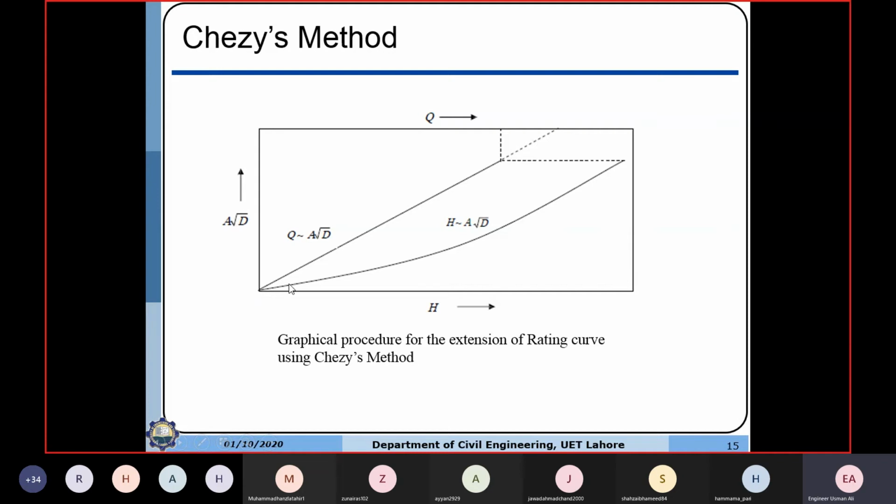You have to plot another graph between H and A under root D. You also have the stage and you also have this A under root D value. You can plot a graph between them. It will be sort of a curved line. Then you are given that at stage of 4.4 meter, you should go to this A under root D graph by plotting a vertical line. Then plotting a horizontal line, you should touch the A under root D graph, that is a straight line, you can extend it, and then from there you can find out the Q value.